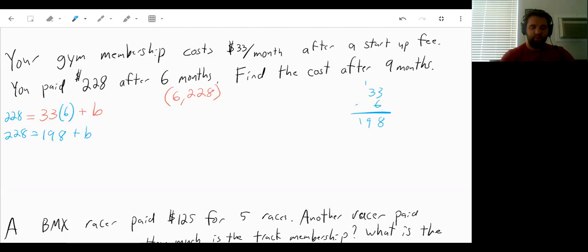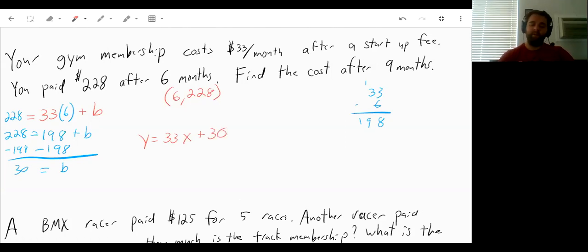Now we can subtract that 198 from both sides. And our B is going to come out to a total of $30. So our startup fee was $30. So that's enough now where we can write an actual equation that will tell us how much this will cost after however many months we want. So the cost, y, is equal to $33 times the number of months, x, plus your startup fee of $30.